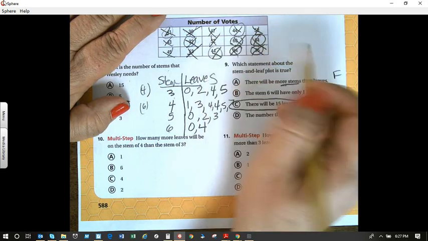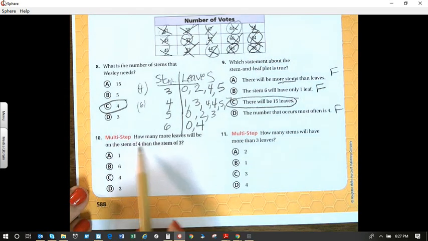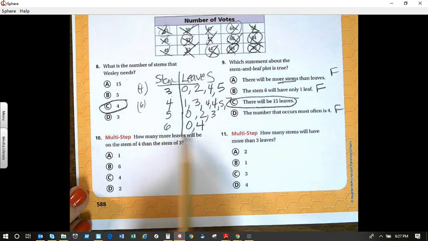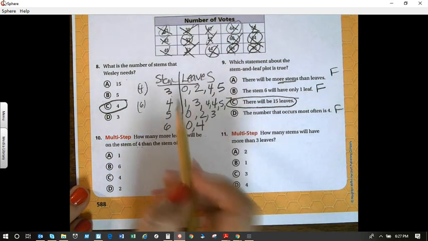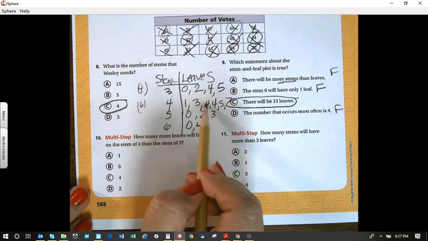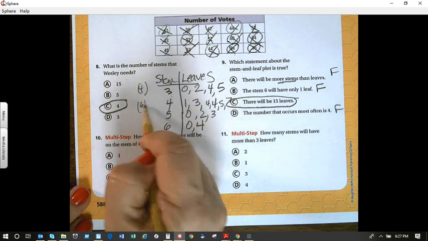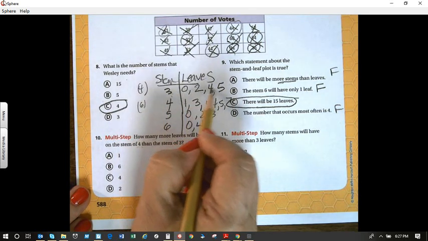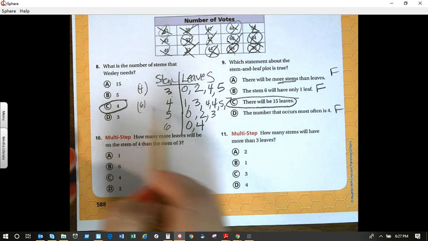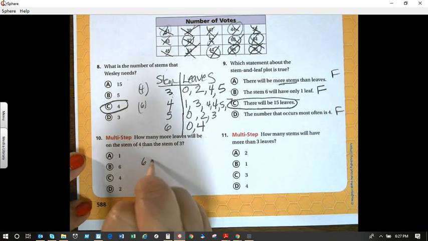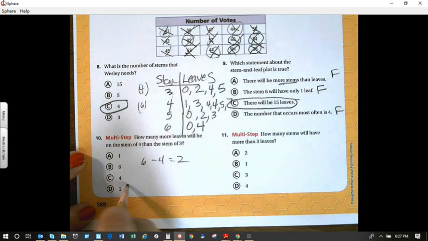Alright, so now how many leaves will be on the stem of 4 than the stem of 3? So 4, I have 1, 2, 3, 4, 5, 6. 3, I have 1, 2, 3, 4. And so what is the difference? Well, 6 minus 4 equals, the difference is 2.